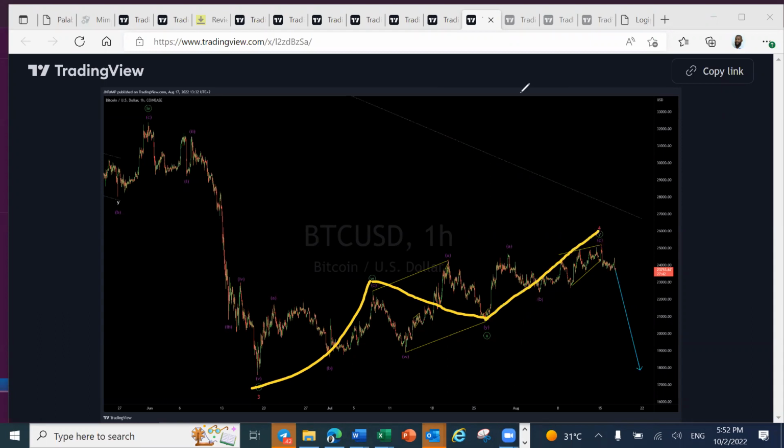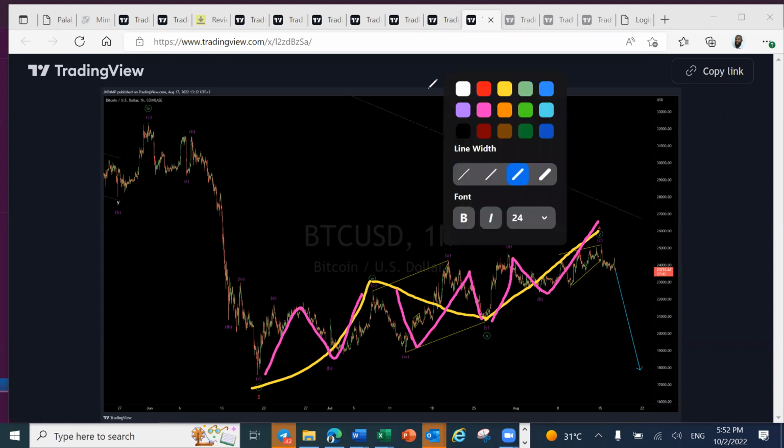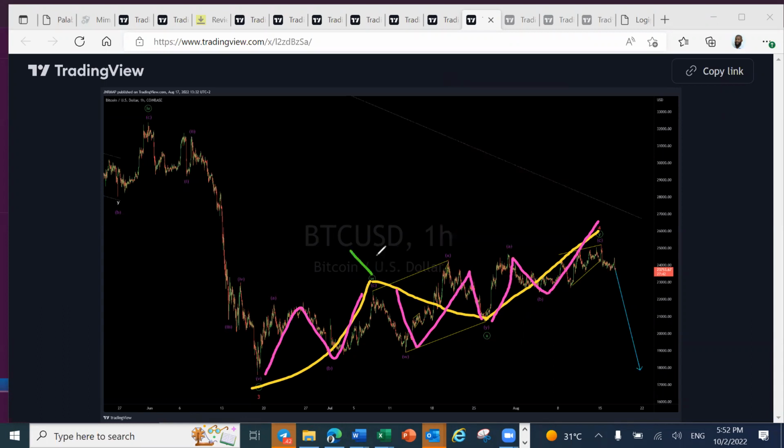So that wave 4, as you can see, had a 3-wave structure here, a 3-wave structure there, and a 3-wave structure there, giving us this WXY corrective structure in the green degree. So this is a W for the first 3 waves, the X for the second 3 waves, and the Y for the last 3 waves. Then we're expecting this drop.